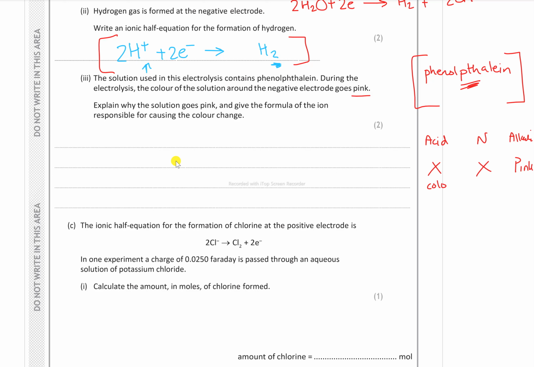So it's colorless here and here, and when it's alkali, it's pink. So if it's gone pink, that means it's alkali. What makes something alkali? The hydroxide ion. So the hydroxide ion is formed, so it is alkali or alkaline.